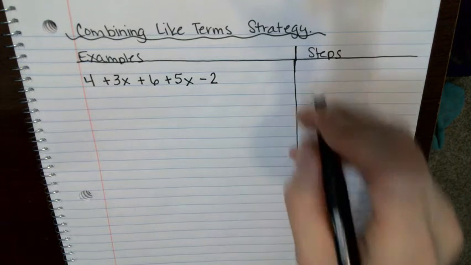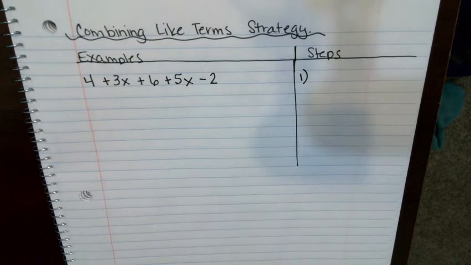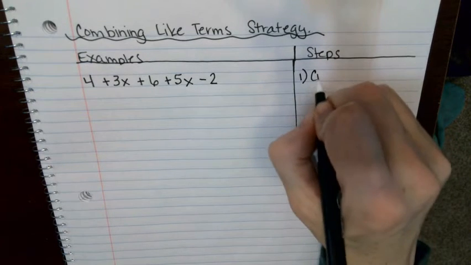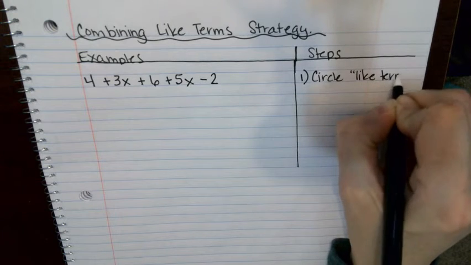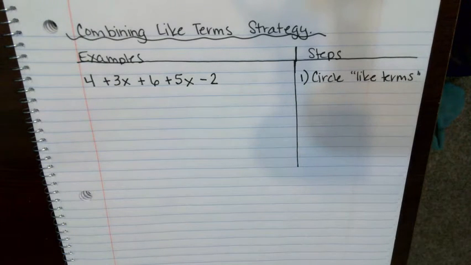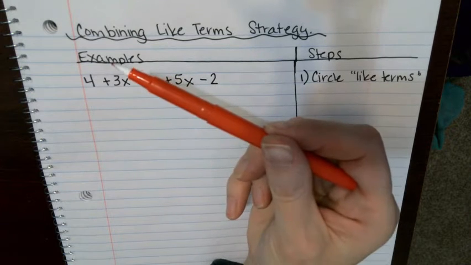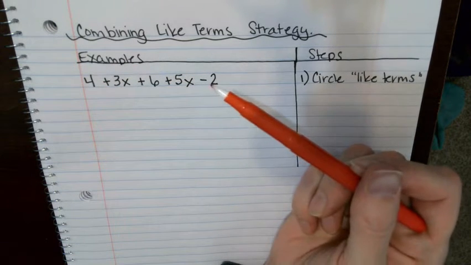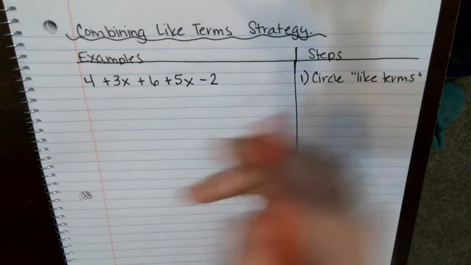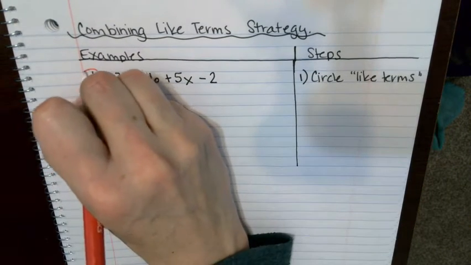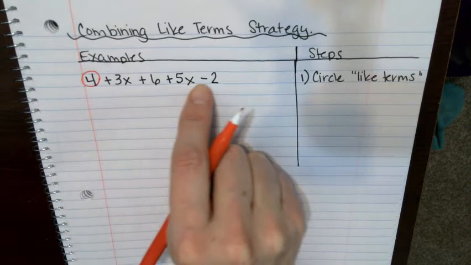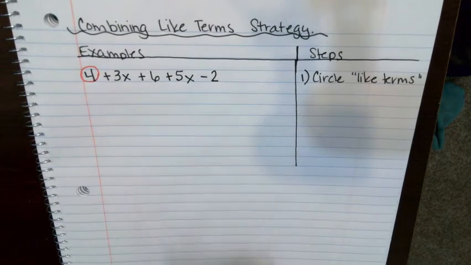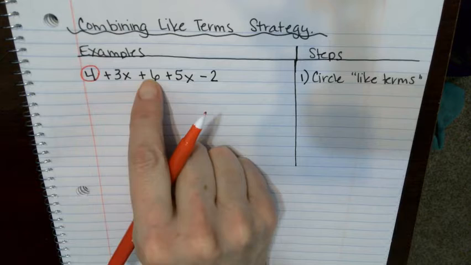Let me tell you our steps. Our very first step, you're going to circle the like terms, okay? Now, I'm going to do this with a couple different colors. So I'm going to start with a different color here, and I'm going to circle the like terms in different colors. So I've got a red, and what I'm going to do is start with my very first term. This is a non-variable term. I'm going to go through and circle all other non-variable terms. And remember, circle the term, circle the sign that goes with the term.